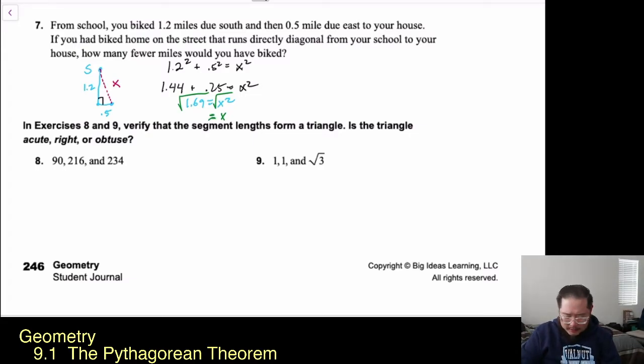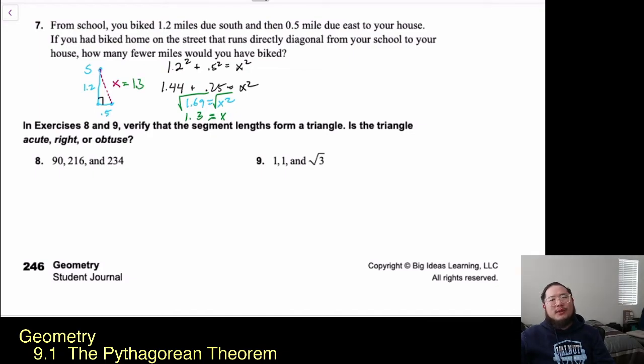Okay. I believe this section, they want you to round. The answers have been rounded to the nearest tenth. So for this right here, rounding to the nearest tenth is key. All right. So from there to there, the diagonal of that street, that ends up equaling approximately 1.3 miles. So it's a little bit shorter.